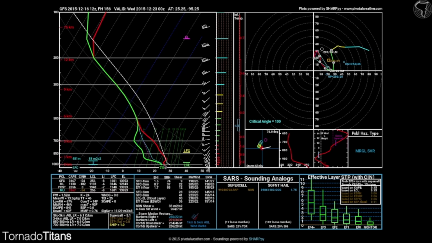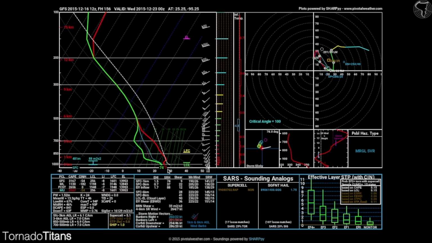Now, where those two lines intersect, and you see they intersect somewhere in here in your imagination, that is the LCL, and bam, there's your LCL. At that point, that is where your cloud bases are.